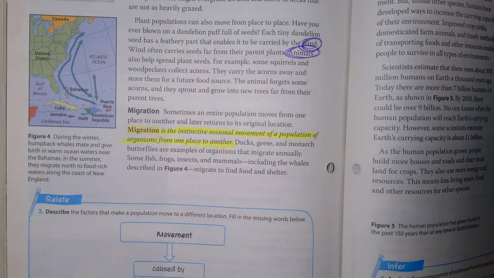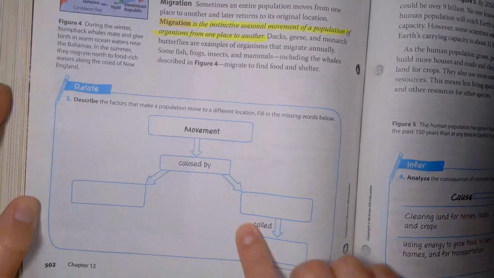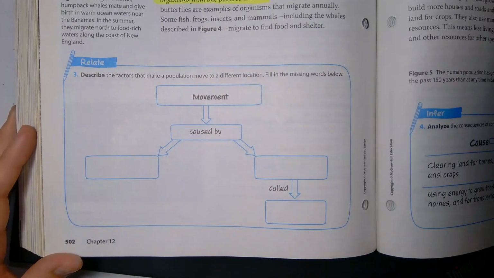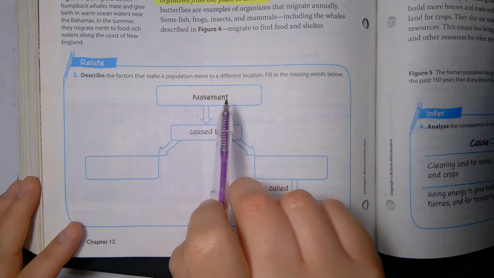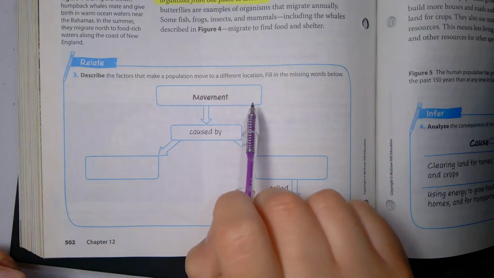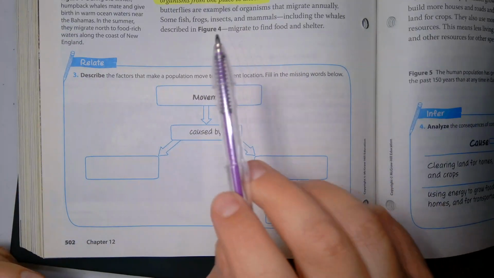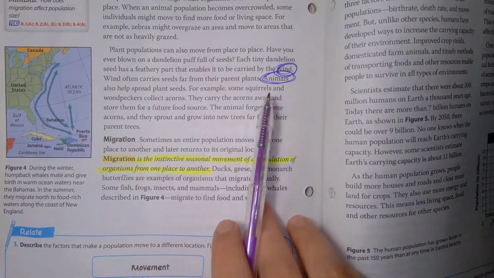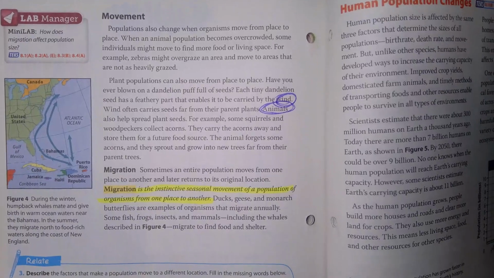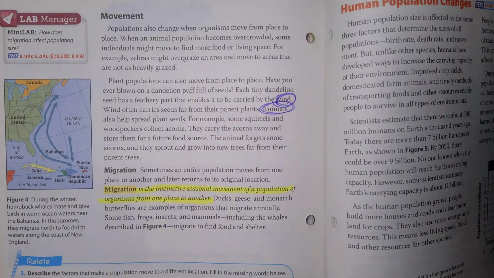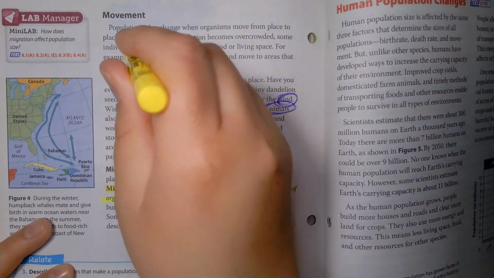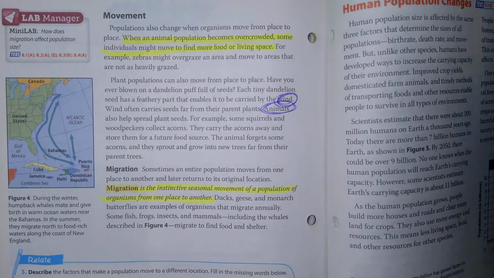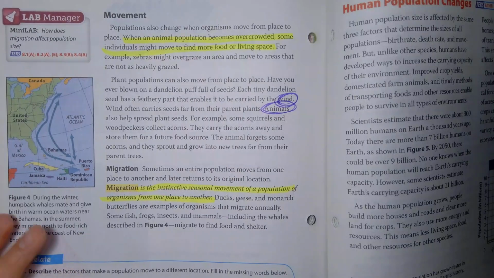Okay, got it. So this is something you would need to do. I say let's do it together because it's part of your assignment, but whatever. Describe the factors that make a population move to a different location. Fill in the missing words below. So movement is caused by, right here it kind of said something. So when it becomes overcrowded, they might need more food or living space.